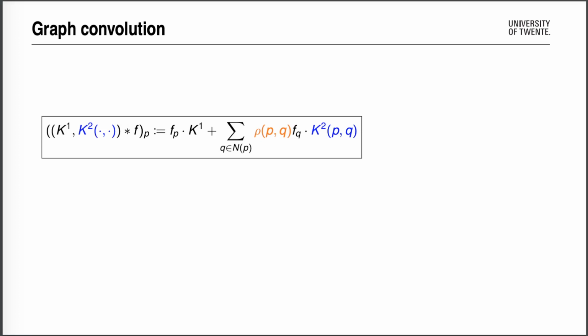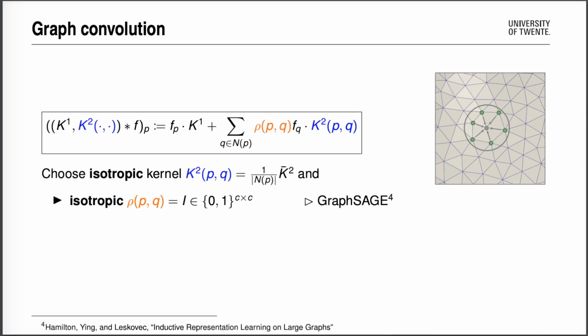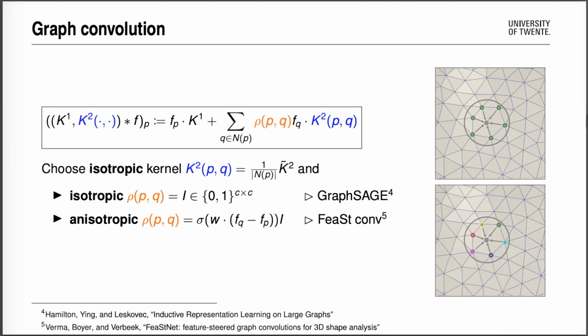This equation here covers multiple forms of convolution by appropriately specifying ρ and K. For example, we can choose an isotropic kernel, which means a constant matrix that does not depend on the neighboring vertices. Every vertex in the neighborhood is treated as equal by this kernel. Furthermore, choosing ρ to be the identity matrix leads to the popular GraphSAGE layer. If we choose ρ to be a learned neighborhood attention mechanism, we arrive at feature-steered, or for short FeaSt, convolution layers. Since different neighboring vertices are here treated differently, this is an anisotropic convolution filter. Anisotropic filters are more expressive than isotropic ones and can pick up on patterns more easily.